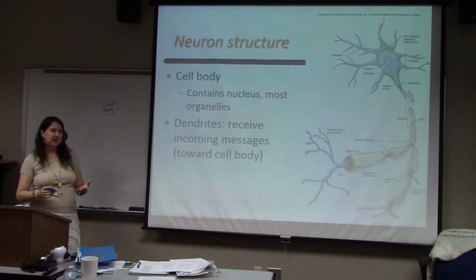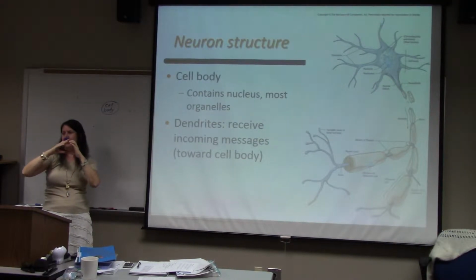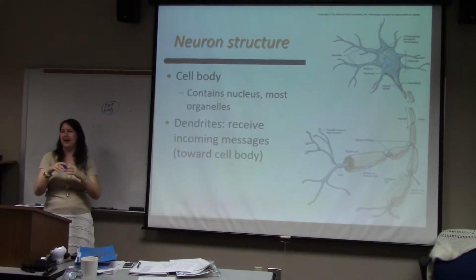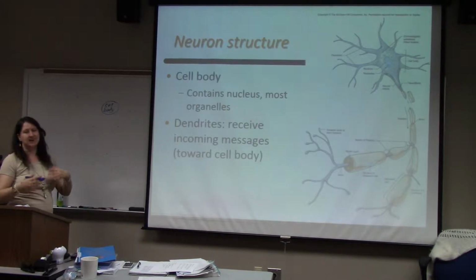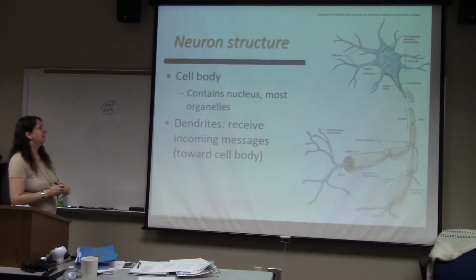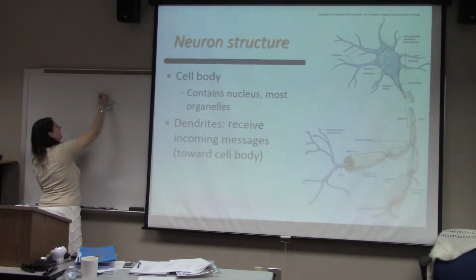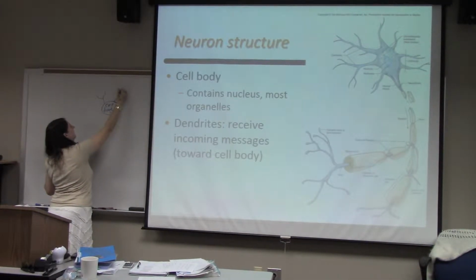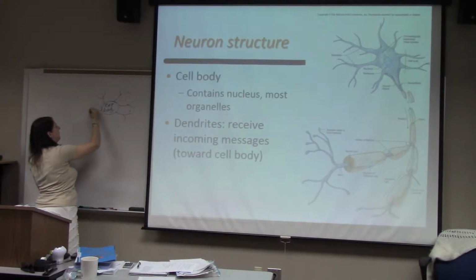Where most of the time you think of the cell as just this one compact shape, there's a part of the neuron that's more of a chunk like that, and that's the cell body. That's where it has the nucleus and most of the organelles. And then there are projections attached to the cell body.